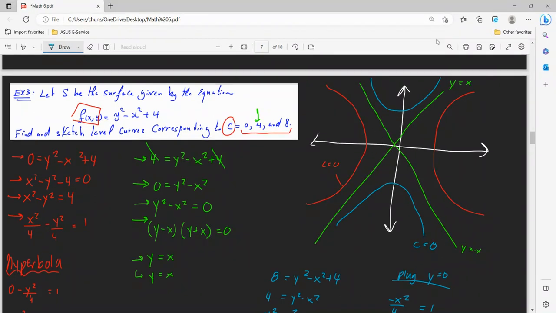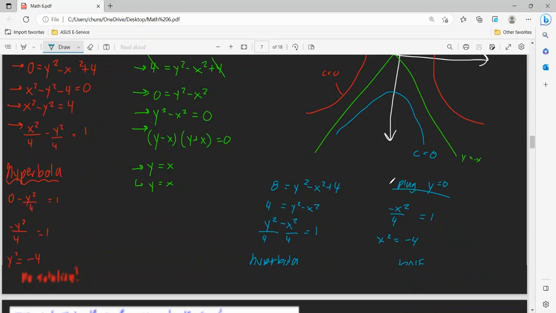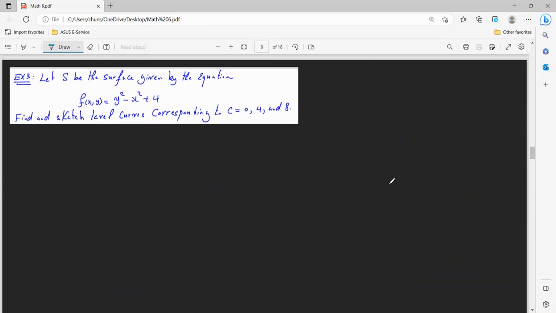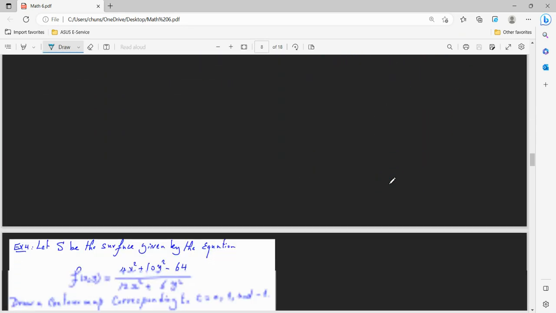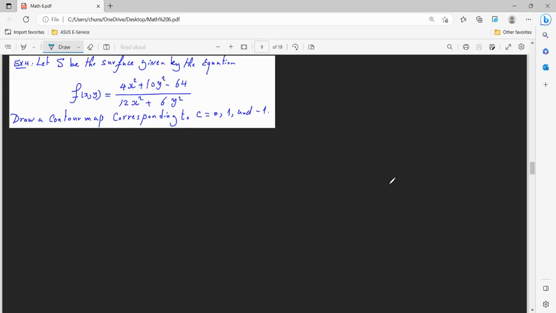Okay, and that's it for this question. So that's how we can use our knowledge of recognizing different kinds of curves in 2D space to find what level curves look like. Okay, new example.